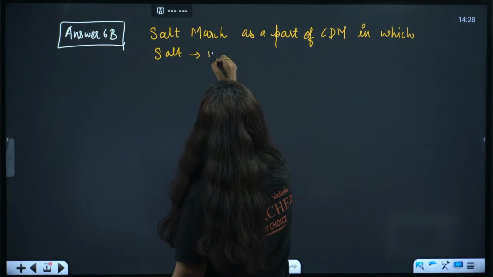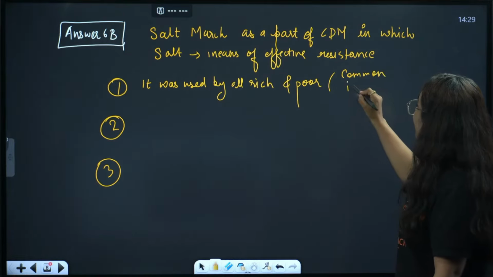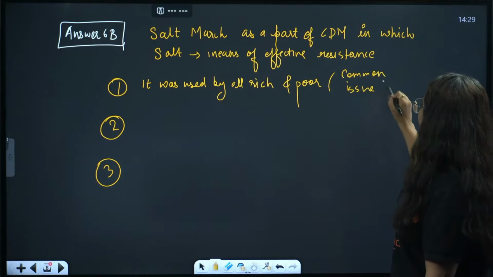So guys, we need to answer the question in a manner that you get how many marks? 3 marks. So each of our points should be different. Now you might be figuring out why salt. Why was salt taken as a measure? Because, first point, it was used by all, rich and poor. Either the person is rich or poor, everyone used salt. So basically, it was the smart strategy of Gandhiji to make a common issue turn into a national issue.